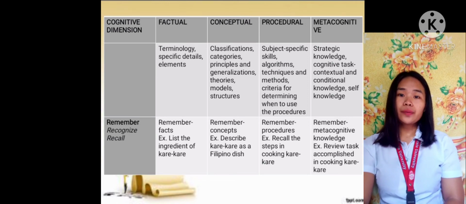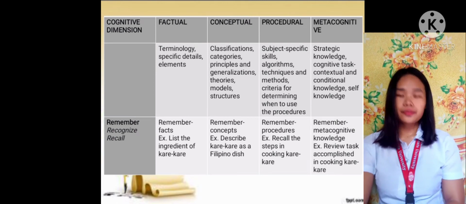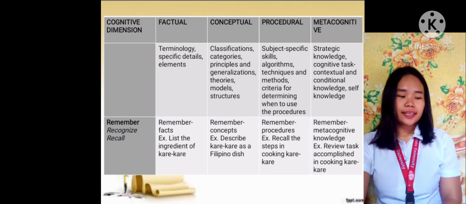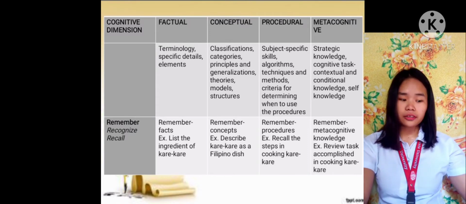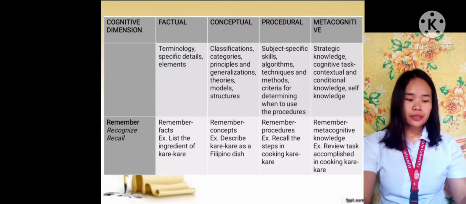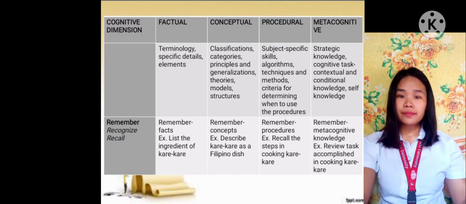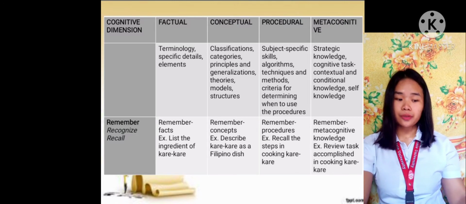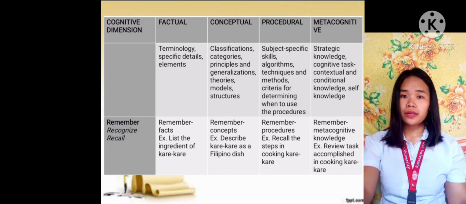So first, we will know the meaning of each knowledge dimension. First one is the factual. Factual is terminology, specific details, and elements. So, as I say, factual is the basic elements a student must know to be acquainted with a discipline or solve problems in it.